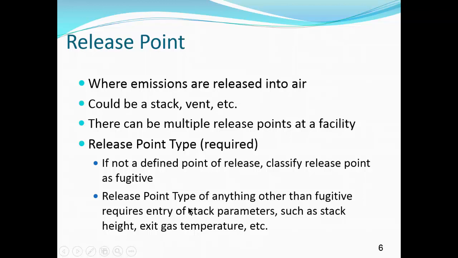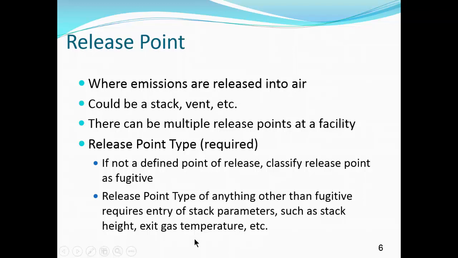Also the exit gas temperature, the same kind of thing, for pollutants that, depending upon the temperature and pressure, could either be a gas or a solid. That makes a big difference. So again, if you have a release point type that's a stack, these other pieces of information are required. And default information is available. We can look at other sources to say, well, how high is the stack? 10 feet? I don't know.